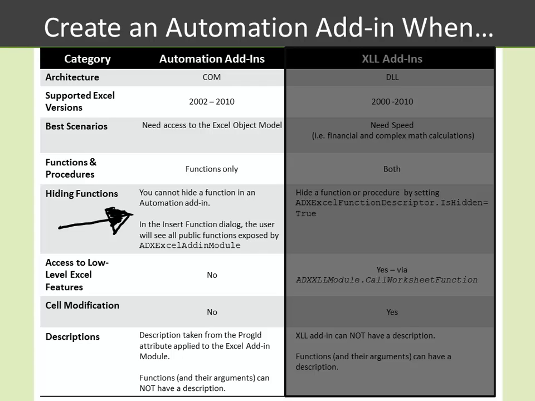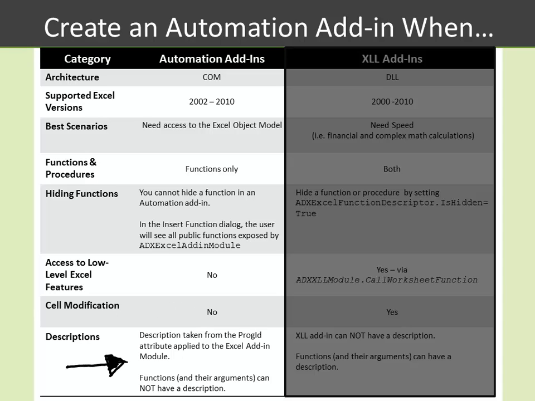Now, hiding your functions: you cannot hide a function in the automation add-in, so every function you write will be visible inside of Excel. In the insert dialog, the user will see all public functions exposed by the ADX Excel add-in module, whereas in the XLL add-ins, you can hide a function or procedure. With automation add-ins, you don't have access to low-level Excel features. You would have to use the XLL architecture for that. In terms of cell modification, you don't have any capabilities to modify arbitrary cells within Excel, whereas you do have that capability with XLL add-ins.